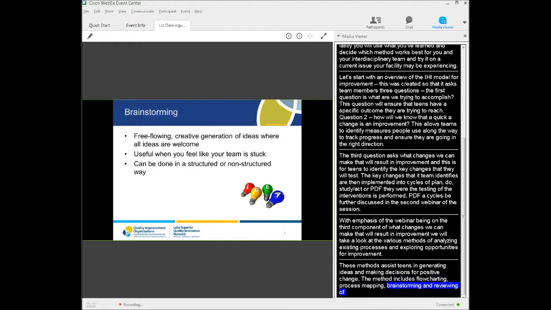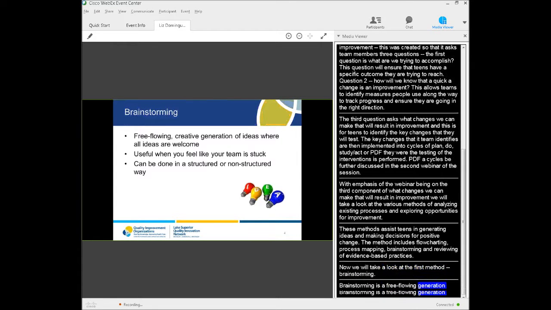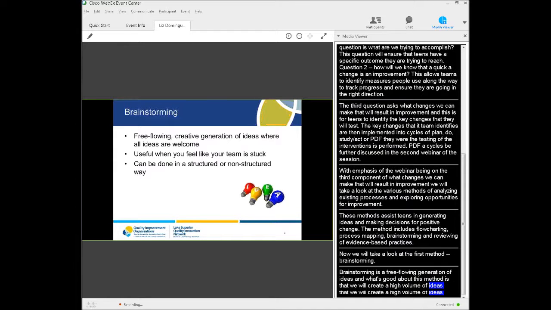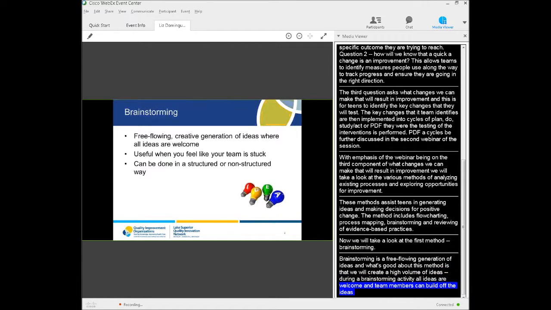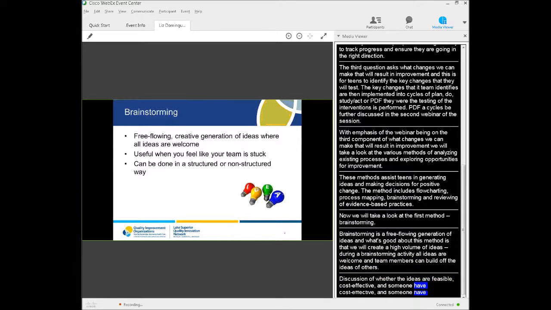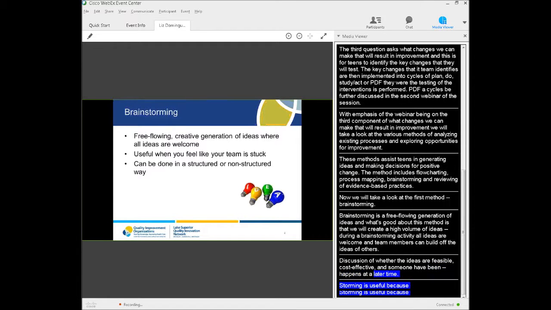Now we'll take a look at the first method, which is brainstorming. Brainstorming is a free-flowing generation of ideas. What's good about this method is that it can create a high volume of ideas as the team is encouraged to become involved to think up these ideas. During a brainstorming activity, all ideas are welcome and team members can build off the ideas of others. Discussion of whether the ideas are feasible, cost-effective, and so on happen at a later time. Brainstorming is useful because the team approach of thinking up new ideas can assist you when you feel that the same old things are no longer working.